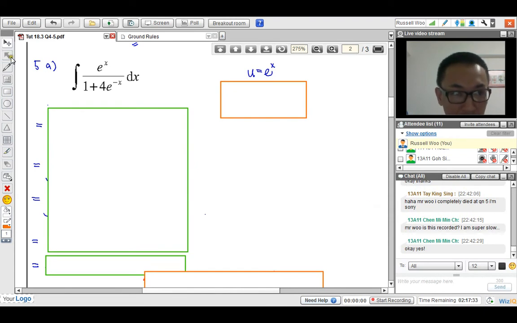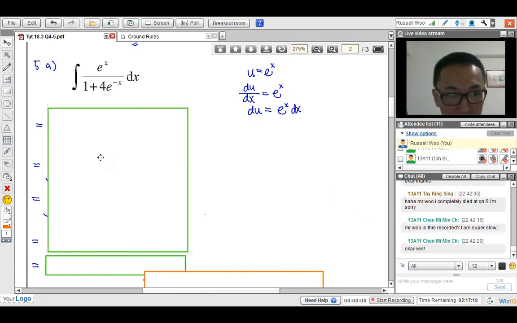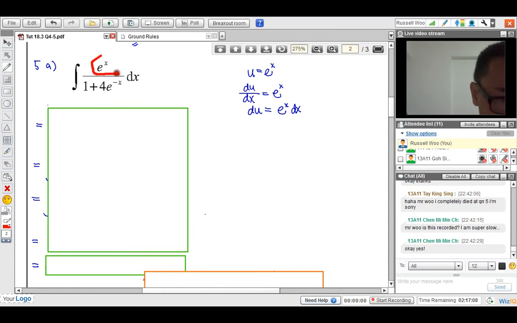Okay, let's look at the substitution here. u equals e^x. We differentiate once, which is no problem. And then we bring the dx over. That clears up this one. du equals e^x dx. And we realize here that very nicely you have an e^x dx.